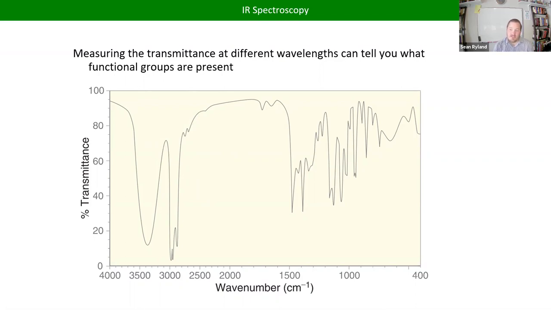Maybe not enough to actually get the entire structure, but it allows us to say things like, oh, if I've got a peak that's at 3,400 wave numbers, that's indicative of an OH bond. So I probably have an OH group in this molecule. If I have a peak at 3000, that's indicative of a carbon-hydrogen bond. So I probably have carbon-hydrogen bonds. If I have something down here around 1500, that's characteristic of a carbonyl, of a carbon-oxygen bond.